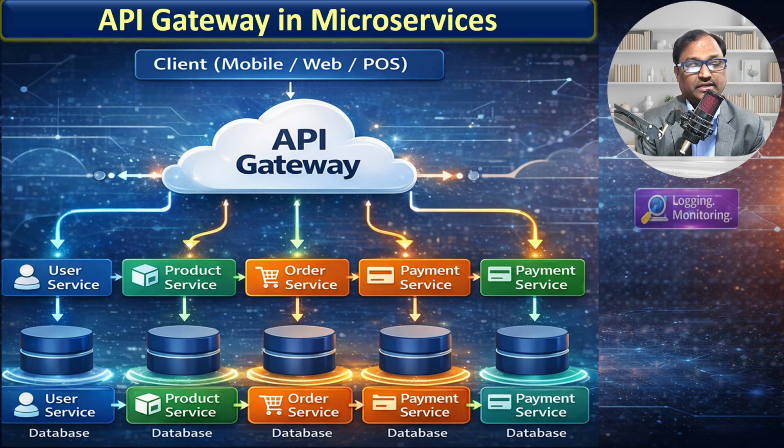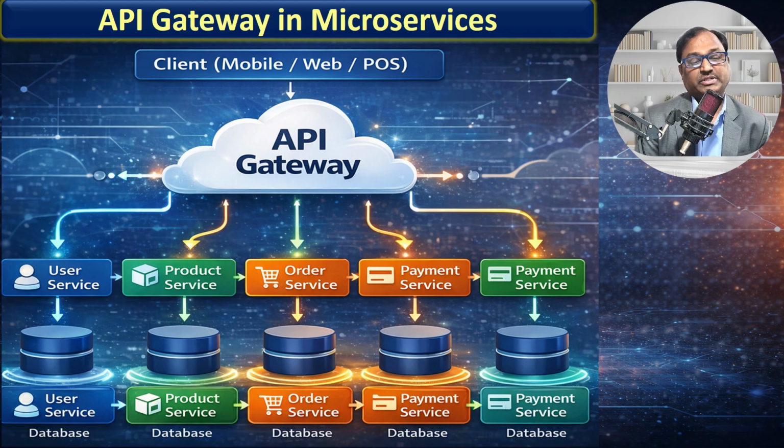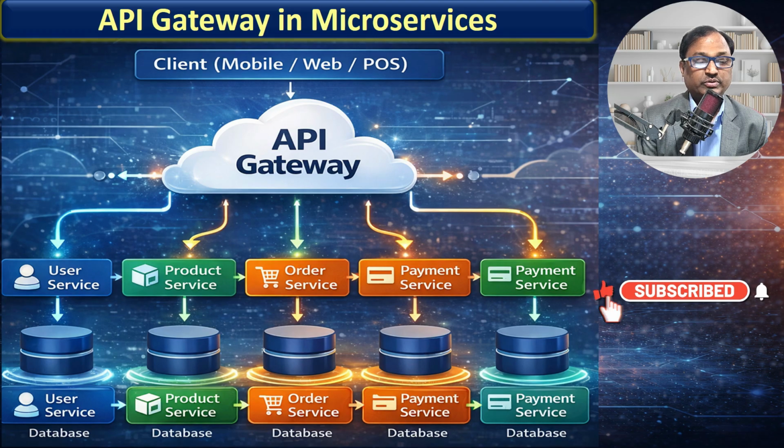Logging and monitoring monitors the system and provides end-to-end tracing of requests and logs for better visibility and troubleshooting. Finally, the conclusion is the API gateway simplifies communication between clients and microservices and improves security, scalability, and maintainability of systems.